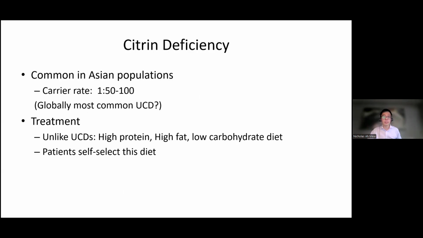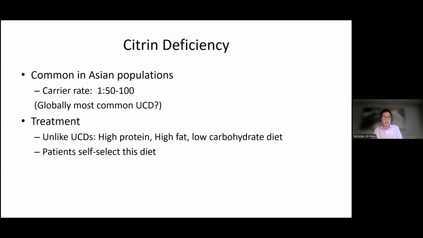Disease-causing variants are most common in Asian populations, with a carrier rate in East Asia or Southeast Asia of 1 in 50 to 100. So, I think there's an argument to be made that this is potentially globally the most common UCD, and not OTC.